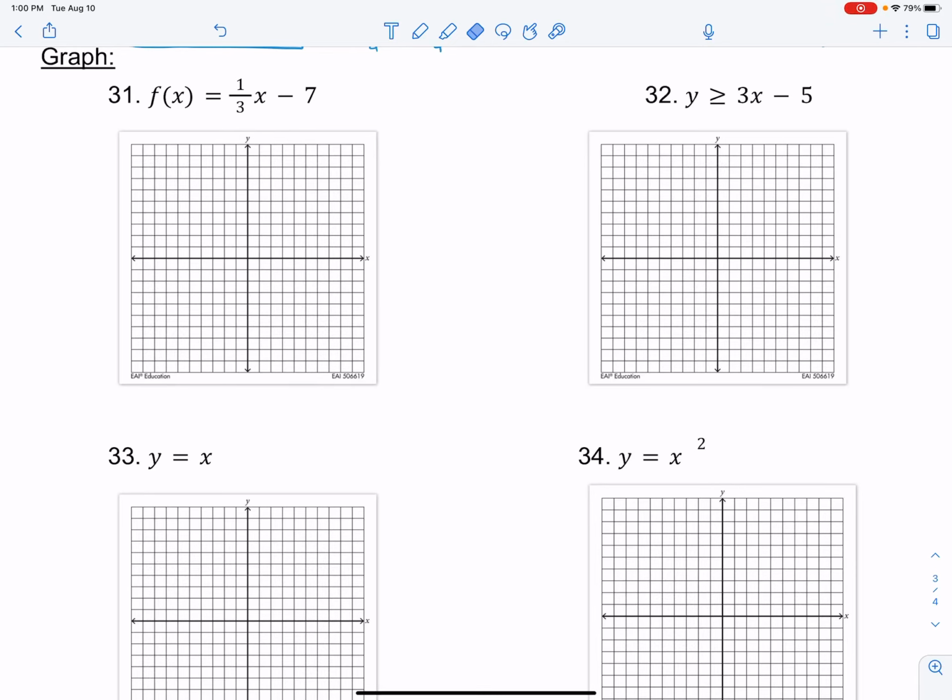Graphing. In my experience, students don't like to graph, and I don't know why. I really like it, but let's refresh on how to graph lines and quadratics.